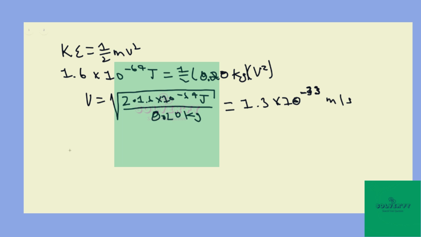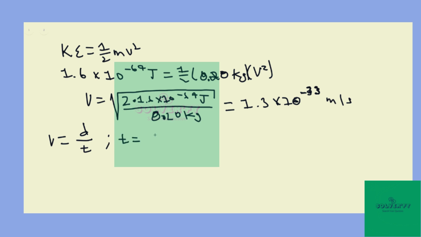Velocity is meters per second. So velocity is equal to distance divided by time.